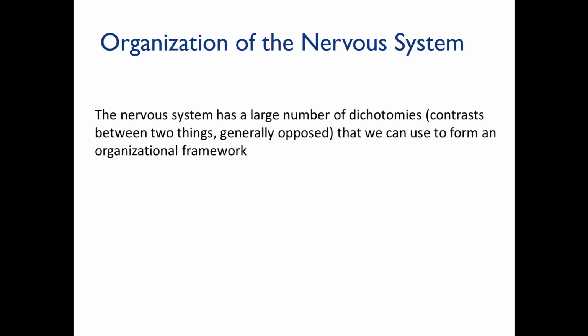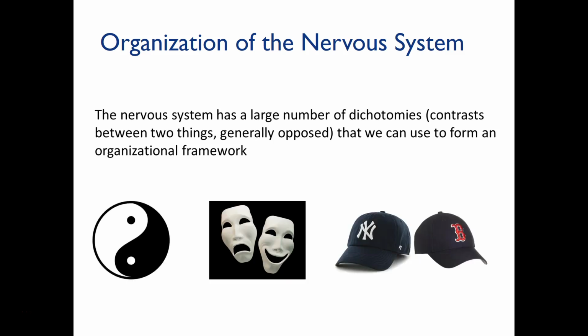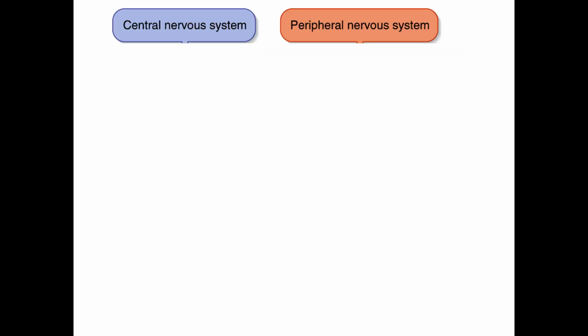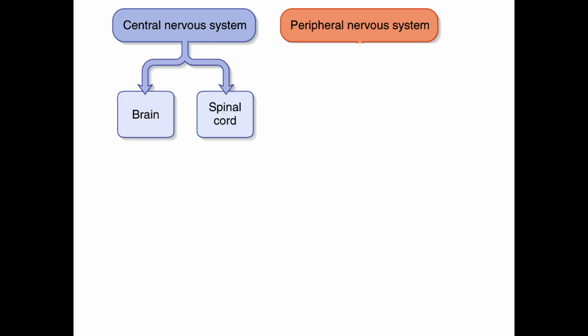So when we talk about the overall organization of the nervous system, one of the easiest ways to construct a framework is to think about dichotomies or contrasts between two things that are generally opposed to each other. And some of this you've probably already been exposed to in other contexts. At the highest level, we really can think about the nervous system in terms of the central nervous system and the peripheral nervous system. And from a structural standpoint, or what are the components of each of these, the central nervous system is composed of the brain and the spinal cord, and the peripheral nervous system is composed of all other nerves.